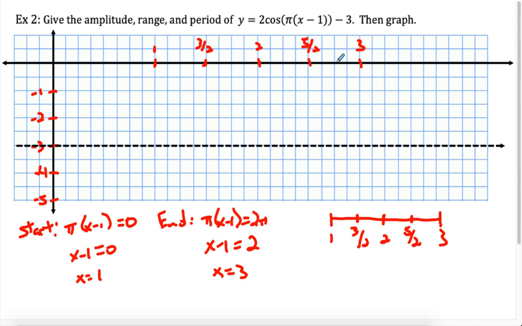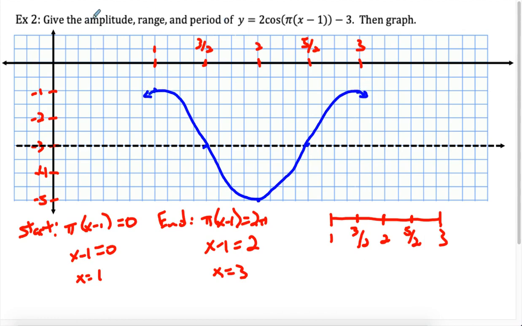Now I'm sketching the cosine curve. So we know cosine starts at the maximum. In this case, we said our maximum was -1. Then we go to the midline, then to the minimum, then back up to the midline, back up to the maximum. So here would be 1 period of my cosine curve.